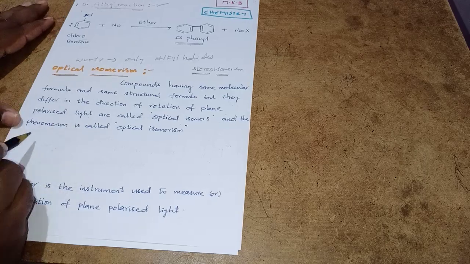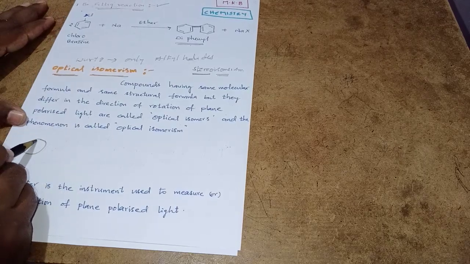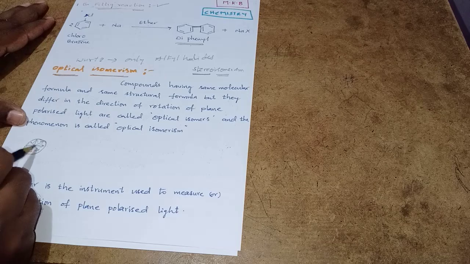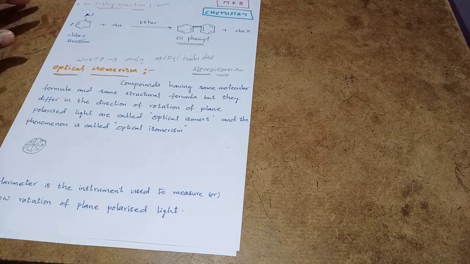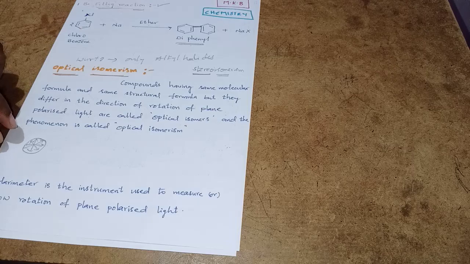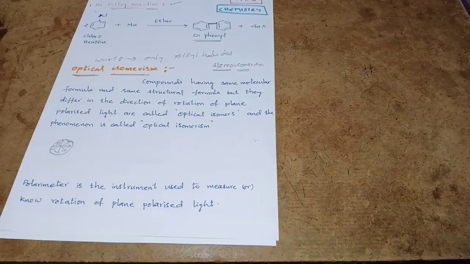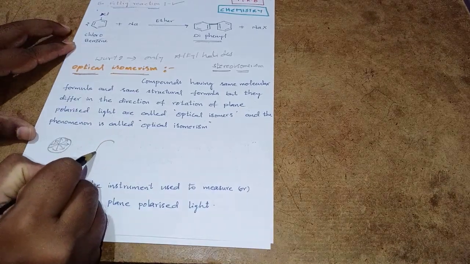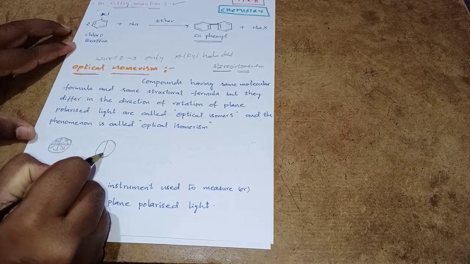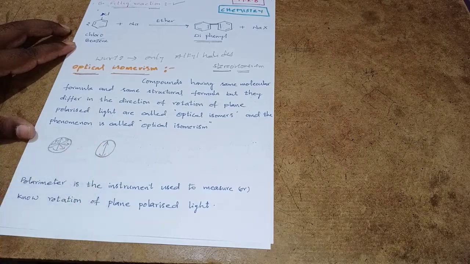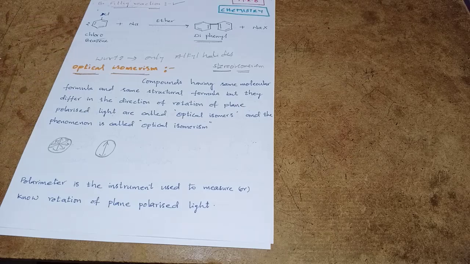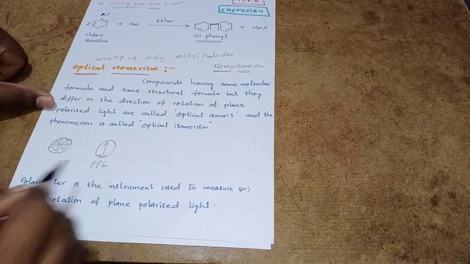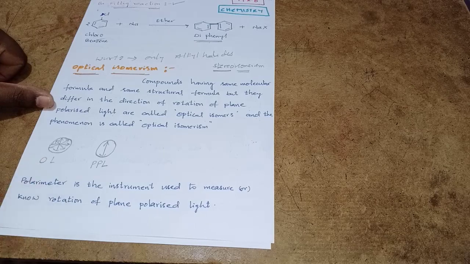What is ordinary light? Ordinary light consists of vibrations, the electric and magnetic field vectors, which are vibrating in all the possible directions. Whereas in plane polarized light, the vibrations will be only in one plane. Such type of light is called plane polarized light, and this is ordinary light.